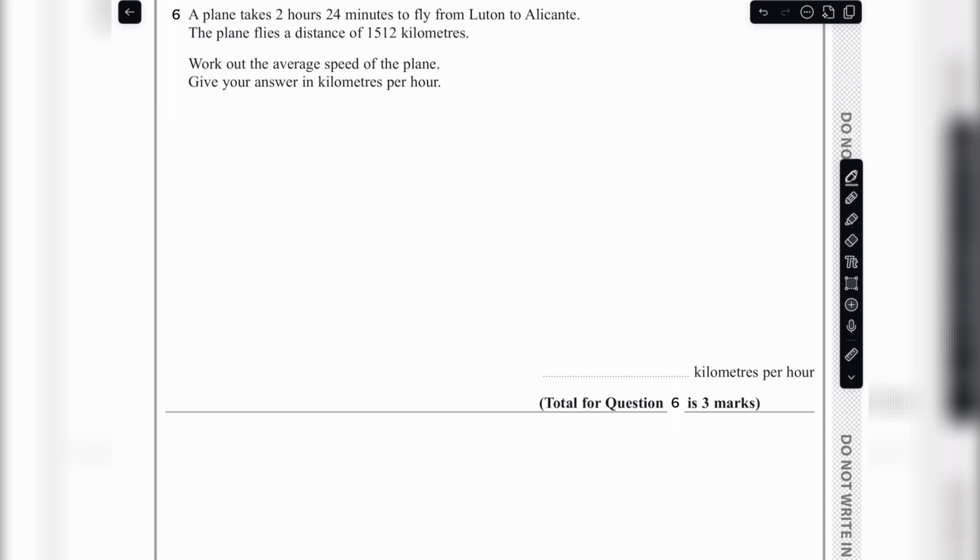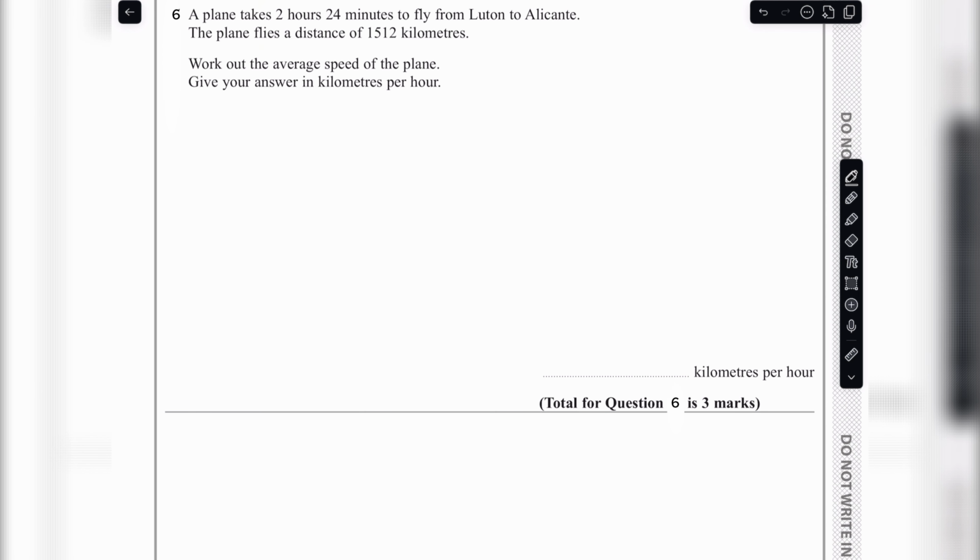In question 27, we are told that a plane takes 2 hours and 24 minutes to fly from Luton to Alicante. The plane flies a distance of 1,512 kilometers. Work out the average speed of the plane. Give your answer in kilometers per hour.